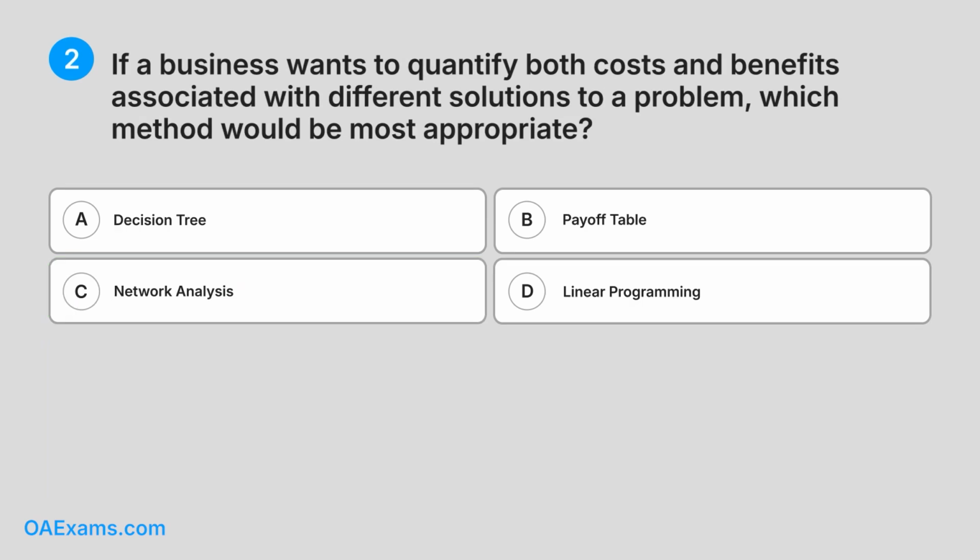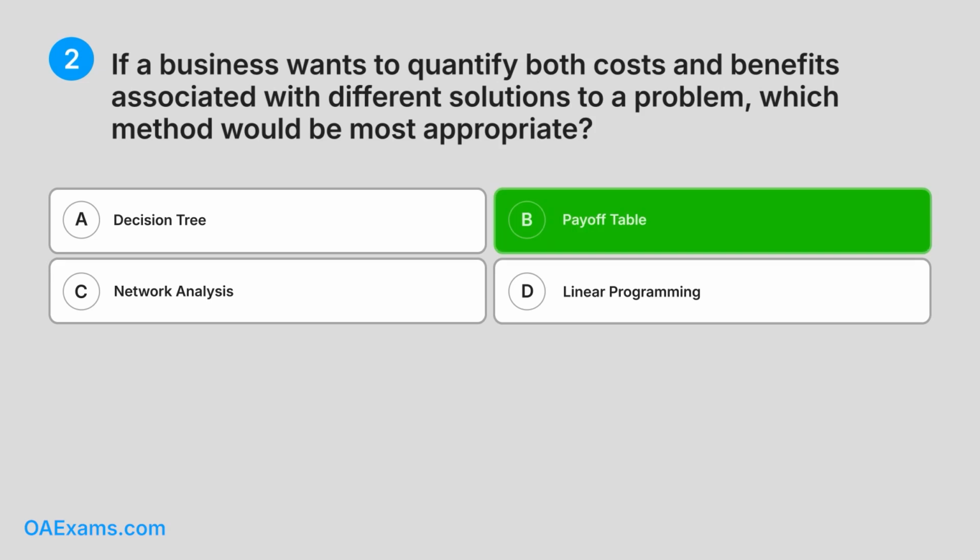2. If a business wants to quantify both costs and benefits associated with different solutions to a problem, which method would be most appropriate? A. Decision tree. B. Payoff table. C. Network analysis. D. Linear programming. Do you know the answer? Correct answer: B. Payoff table.